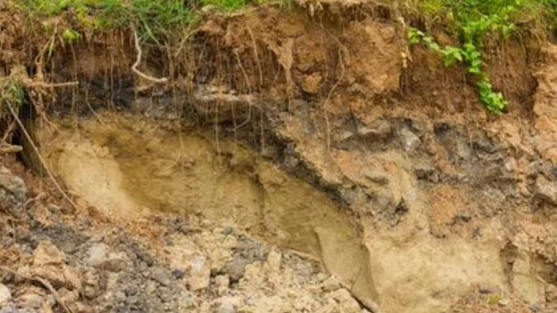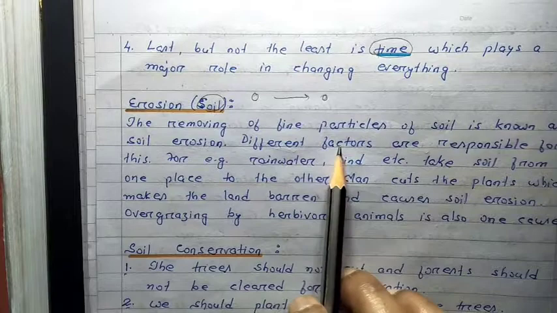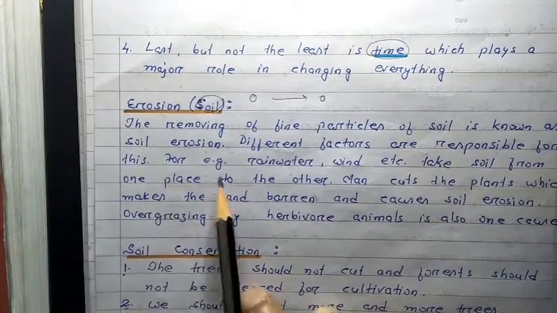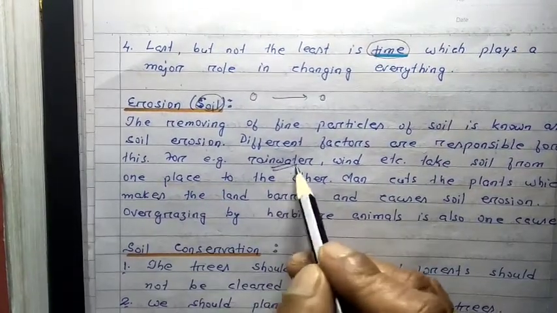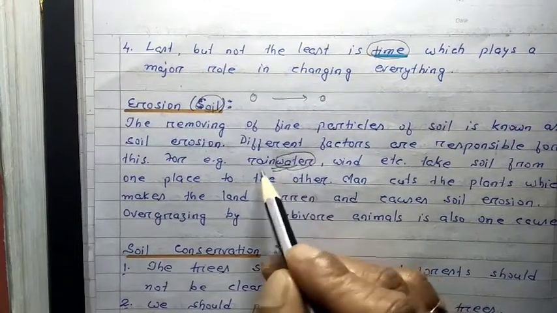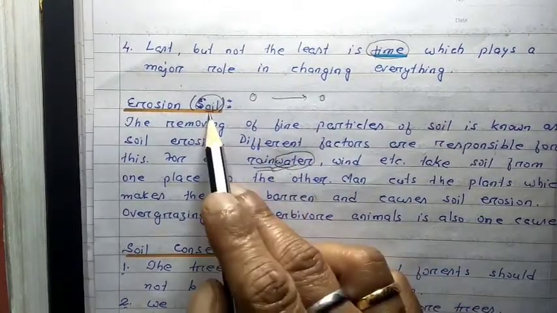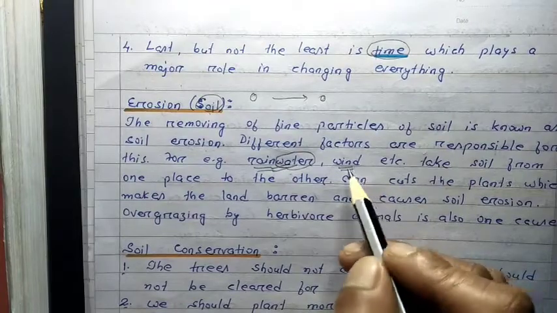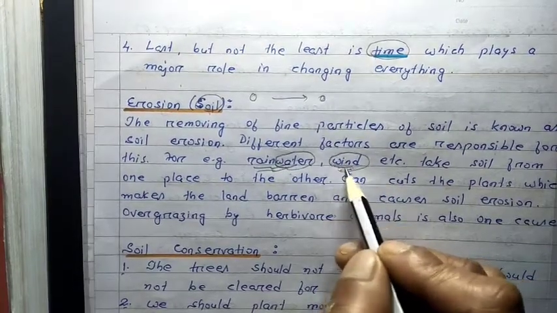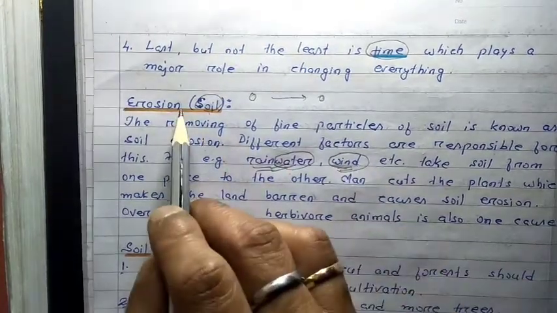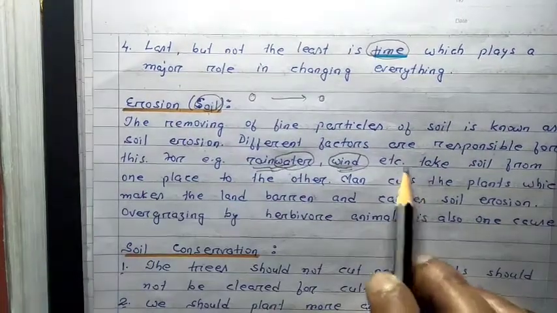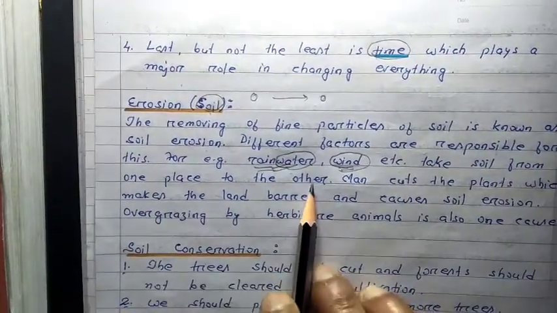I hope you have felt sometimes when wind blows, with the wind we can feel the sand along with the air. That is known as soil erosion. Different factors are responsible for this. For example, rainwater. When it rains, the rainwater carries away the soil with it. Wind, I already told you just now, also carries away the soil with it. So wind is also responsible for soil erosion. They take soil from one place to the other.